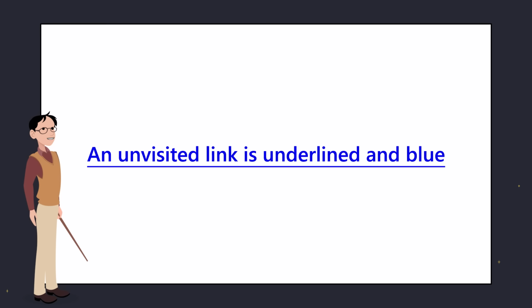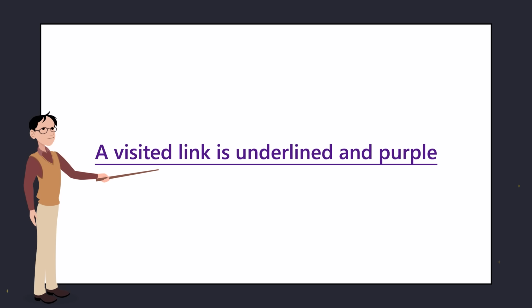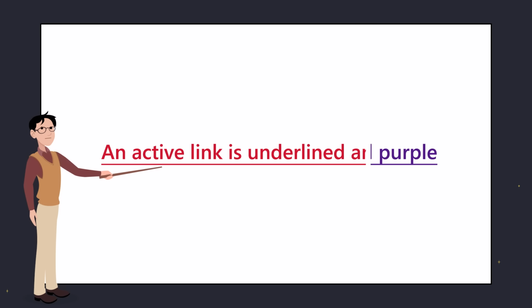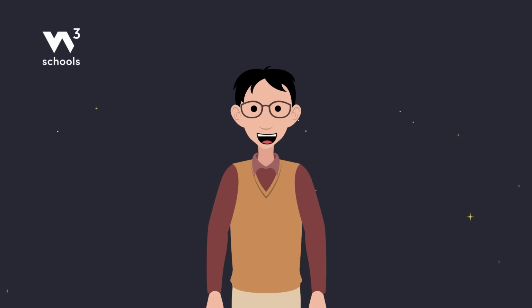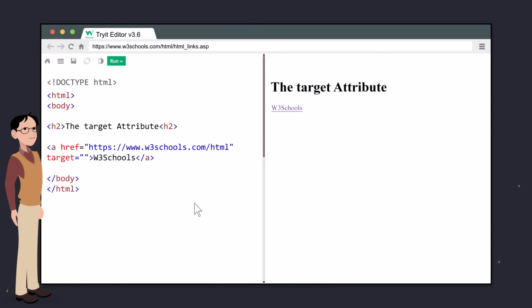By default, a link will appear in one of three ways. An unvisited link is underlined and blue, a visited link is underlined and purple, an active link is underlined and red. But you can change the default colors by using CSS. To learn more about that, head to the CSS tutorial.